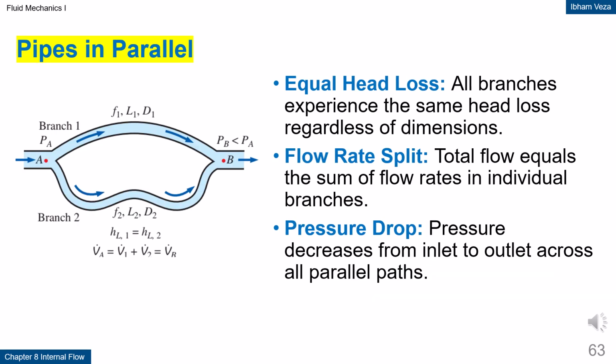Pipes in parallel. In parallel pipe systems, each branch experiences the same head loss between inlet and outlet. The total flow rate is the sum of the flow rates in each branch. The flow splits according to the hydraulic resistance of each branch. The branch with smaller resistance carries a larger portion of the flow. This configuration is often used to control flow capacity and operational flexibility.